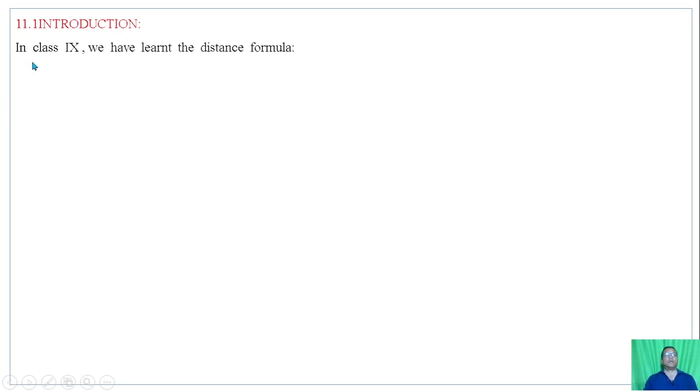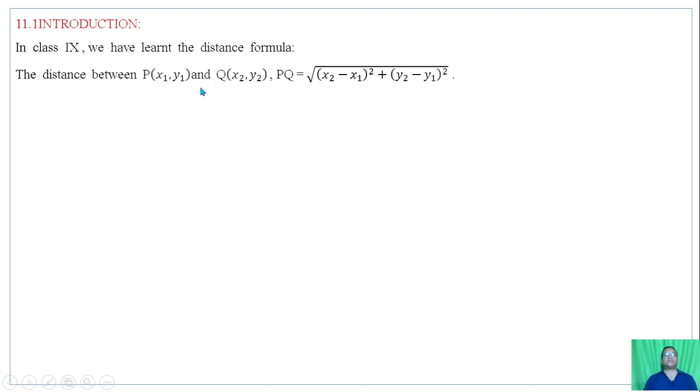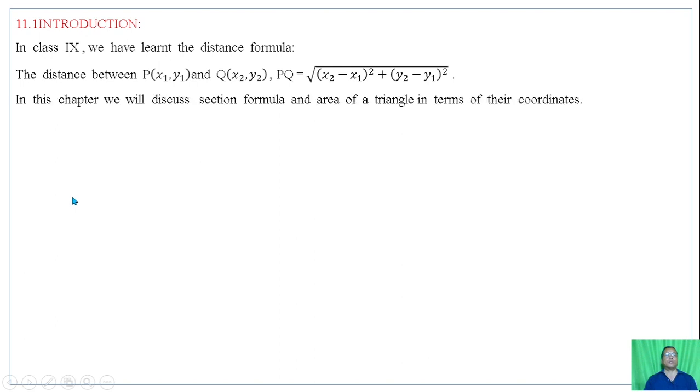Introduction. In class 9, we have learned the distance formula, that is, the distance between P, whose coordinates are x1, y1, and Q, whose coordinates are x2, y2, denoted by PQ, is equal to the square root of (x2 minus x1) whole squared plus (y2 minus y1) whole squared. This formula is known as the distance formula. In this chapter, we shall discuss the section formula and the area of a triangle in terms of their coordinates.